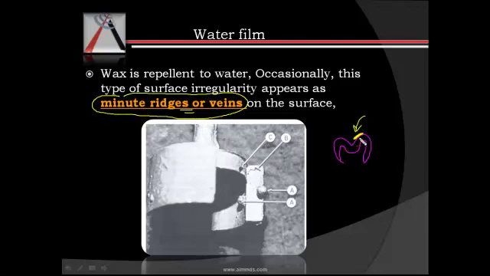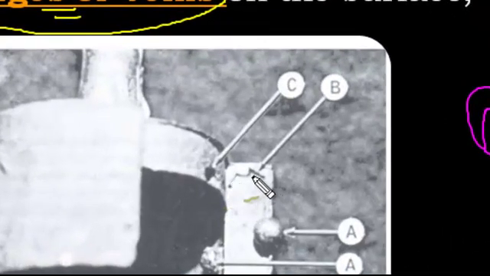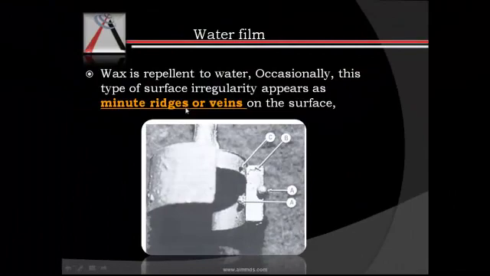So if there is water on the surface of the wax pattern, it could have come from the investment or may have been there on the wax pattern itself, but this water may be reflected in the casting as these minute ridges or veins. So herein we can see the reflection of the water film on the surface of the casting. These are called ridges or veins.